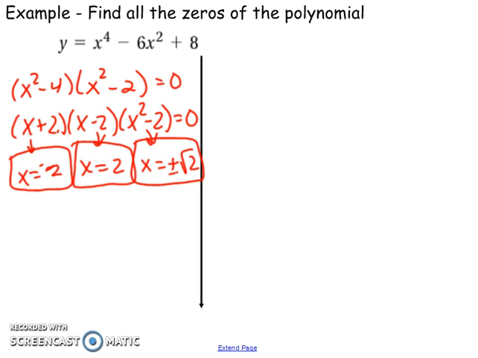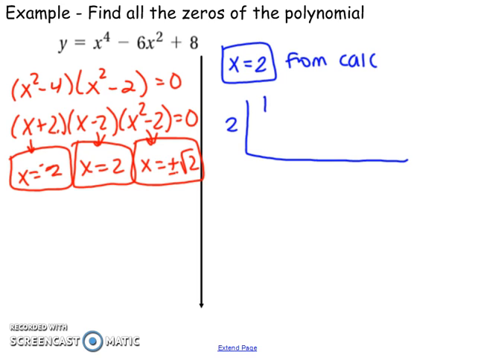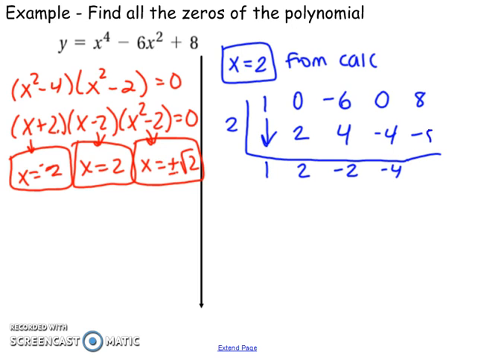I can take the same problem and graph it. If I graph it, I'm going to use x equals 2 as the one from my calculator. So we're going to use 2 on the outside, and we're going to divide. So I have 1, a placeholder for x cubed, negative 6, a placeholder for x, and then 8. Bring down the 1, multiply, add, multiply, add, multiply, add. So now I have x cubed plus 2x squared minus 2x minus 4 equals 0.